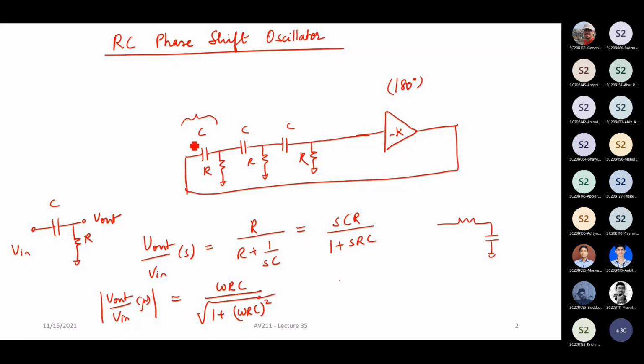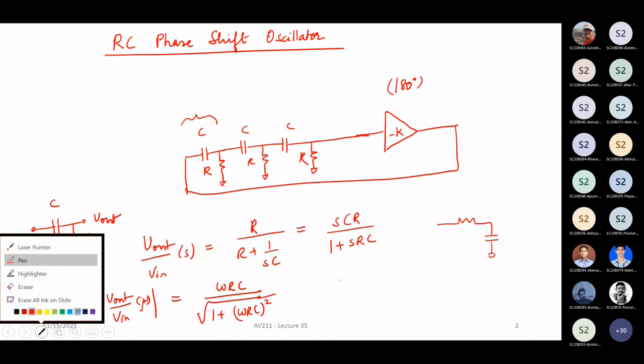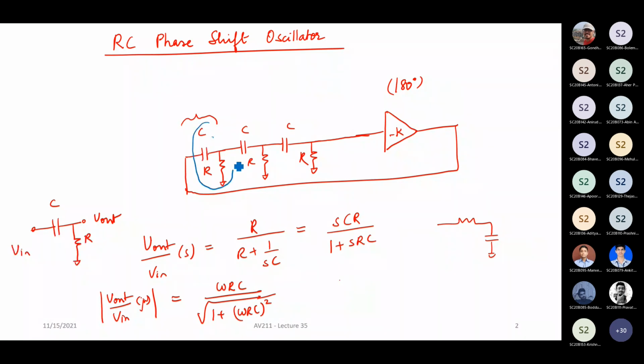So if that is the case, let us say this section, what will be the phase shift of one RC section? That's 60 degree. Exactly, 60 degree, right? Because already there is a 180 degree provided by your amplifier, and basically you need another 180 degree from all these RC sections. Since they are identical, they need to provide 60 degree each.